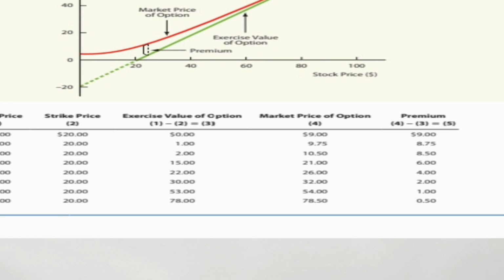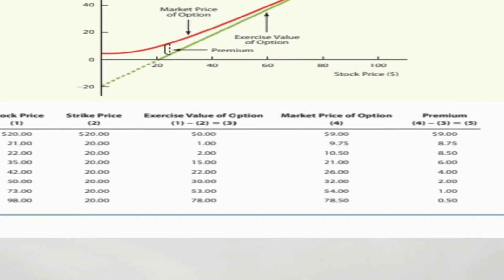Then as the stock price rose, the increase in exercise value matched the stock's increase dollar for dollar, but the market price of the option climbed less rapidly, causing the premium to decline. So the premium was $9 when the stock sold for $20 a share, but it had declined to $1 by the time the stock price had risen to $73 a share. So beyond that point, the premium virtually disappeared.